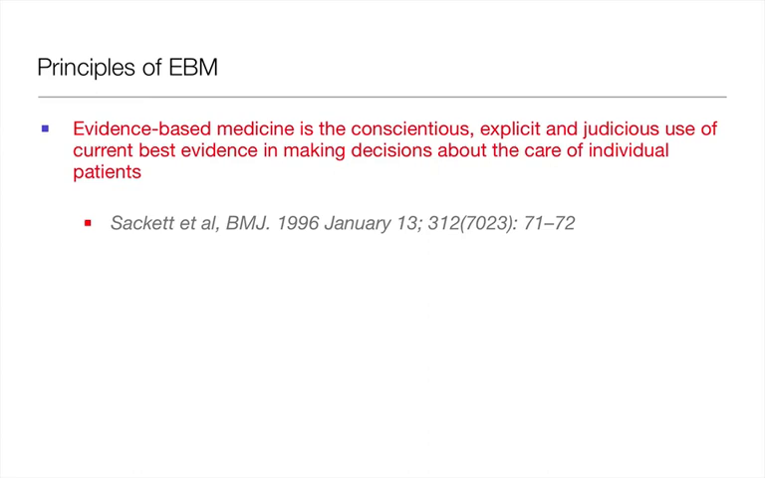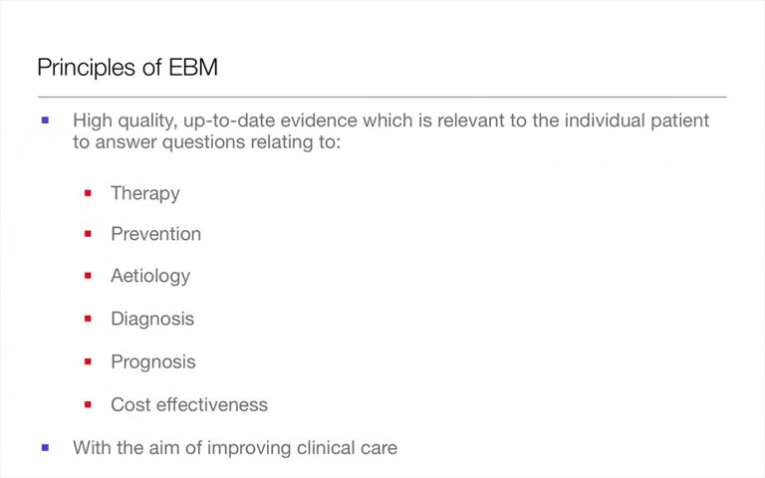So what exactly is evidence-based medicine? Well, this definition comes from Sackett et al., published in the BMJ, that evidence-based medicine is the conscientious, explicit, and judicious use of current best evidence in making decisions about the care of individual patients. So the key here is that the evidence should be relevant to the individual patient that you're looking after. And the idea is to try and find the best quality evidence which is up to date and current.